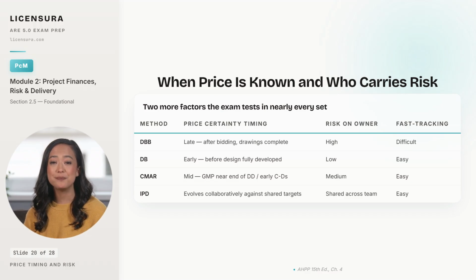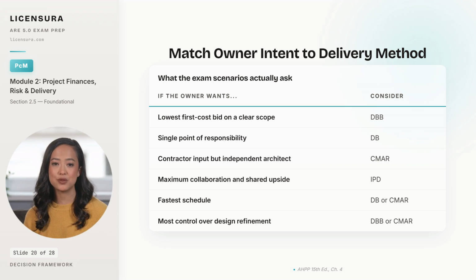Fast tracking, meaning overlapping construction with design, is difficult under DBB because the sequential bid creates a bright line. It is easy under the other three because the contractor is on board early enough to start work. Once those two axes are locked in, the decision framework, which method for which owner, almost answers itself. This is the decision framework, and it maps owner intent to delivery method directly.